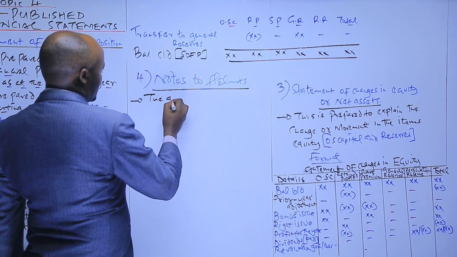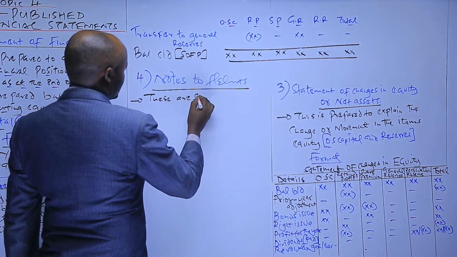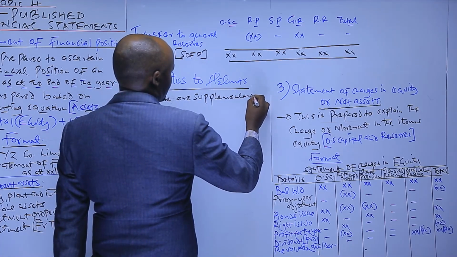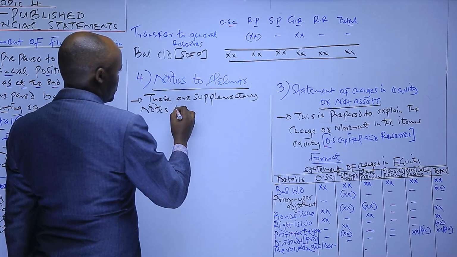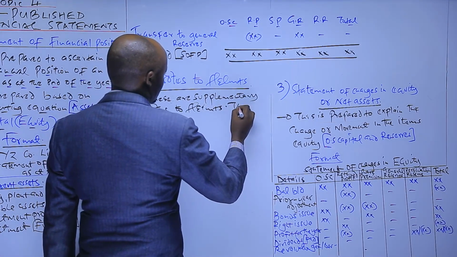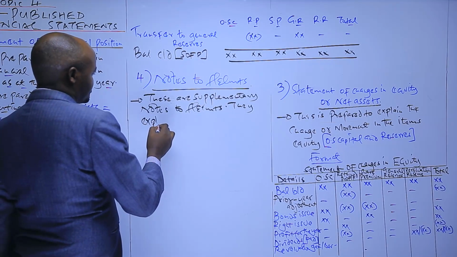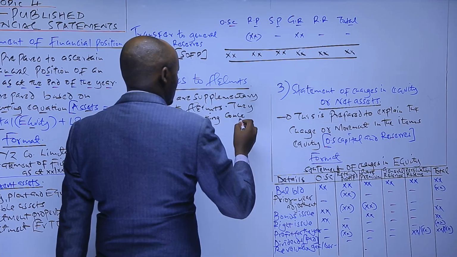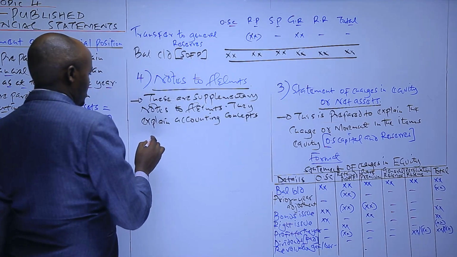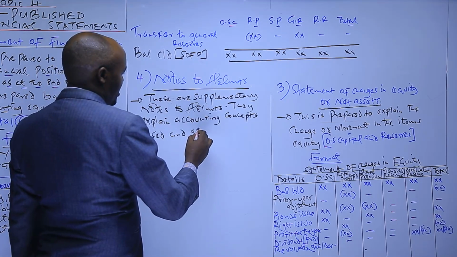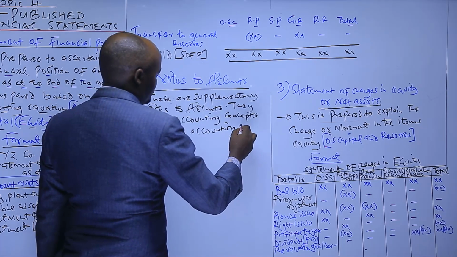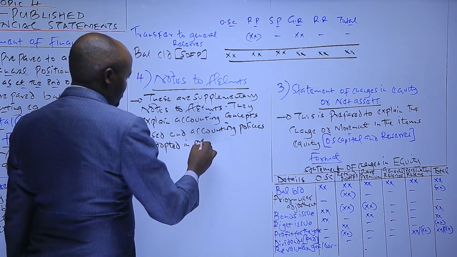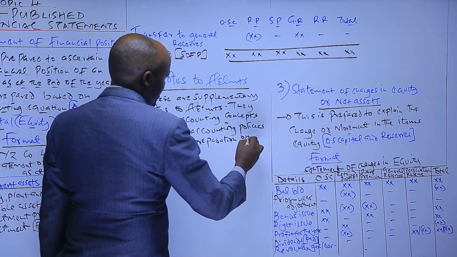So we can say that these are supplementary notes, notes to financial statements, full stop. They do what? They explain accounting concepts used and accounting policies adopted in preparation of financial statements.